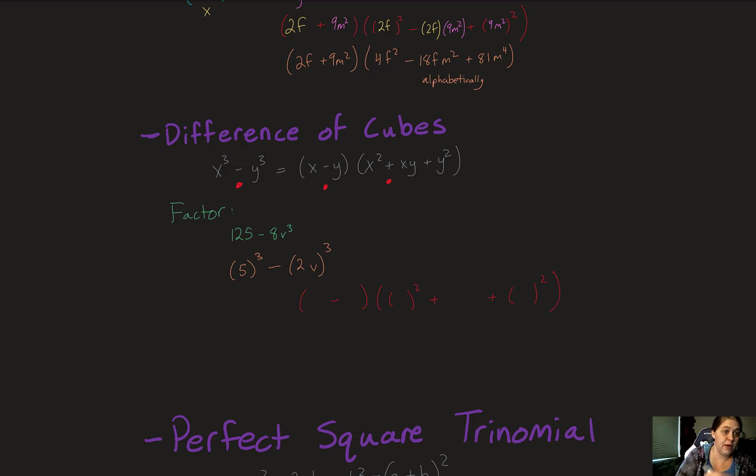Close. All right, so my first guy is 5, and then my second guy is 2v. And then I can bring this all together, and I've got 5 minus 2v in parentheses, 25 plus 10v plus 4v squared. All right, and that's the difference of cubes.